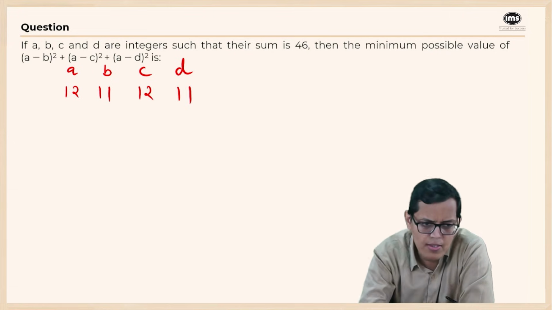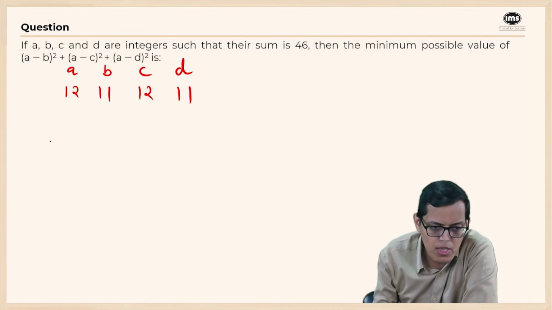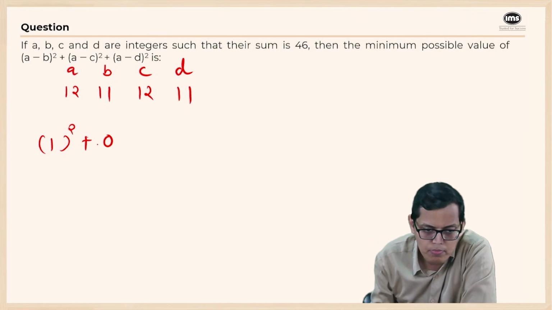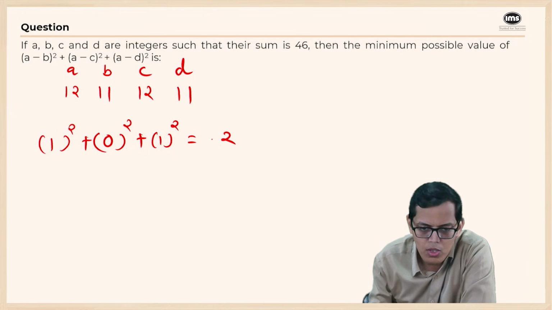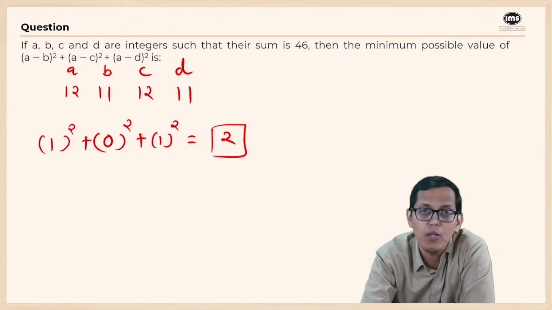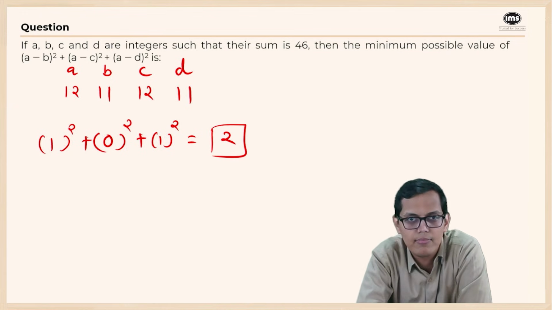Summation is 46. You can see (A minus B) is going to be 1 whole square. (A minus C) is fortunately 0 whole square. And (A minus D) is again 1 whole square. So answer is 2. Our answer cannot go below 2 in any case.